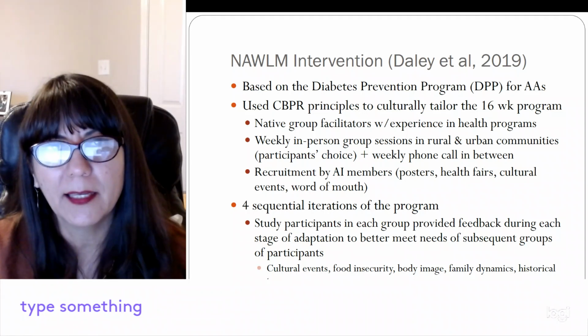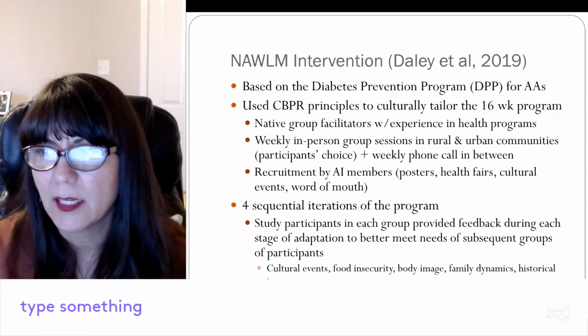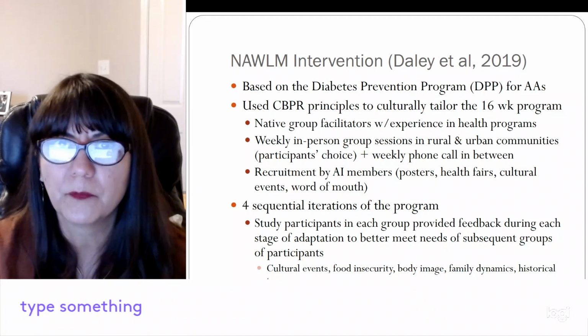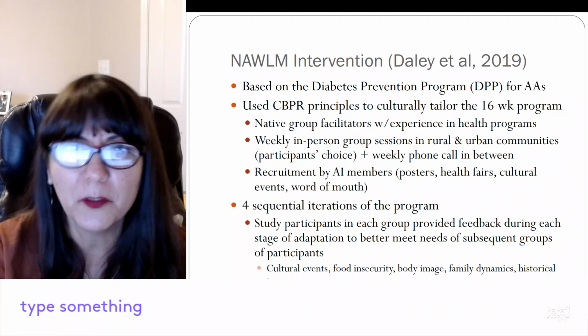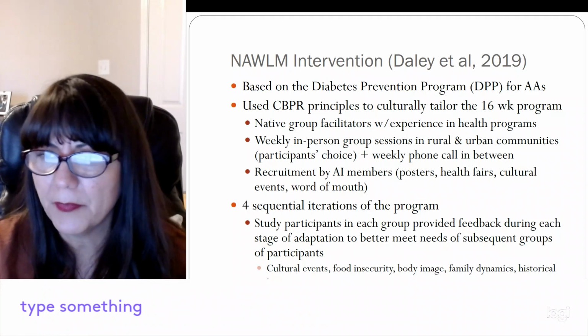Recruitment occurred by American Indian members, and so recruitment occurred via posters, health fairs, cultural events, even through word of mouth.